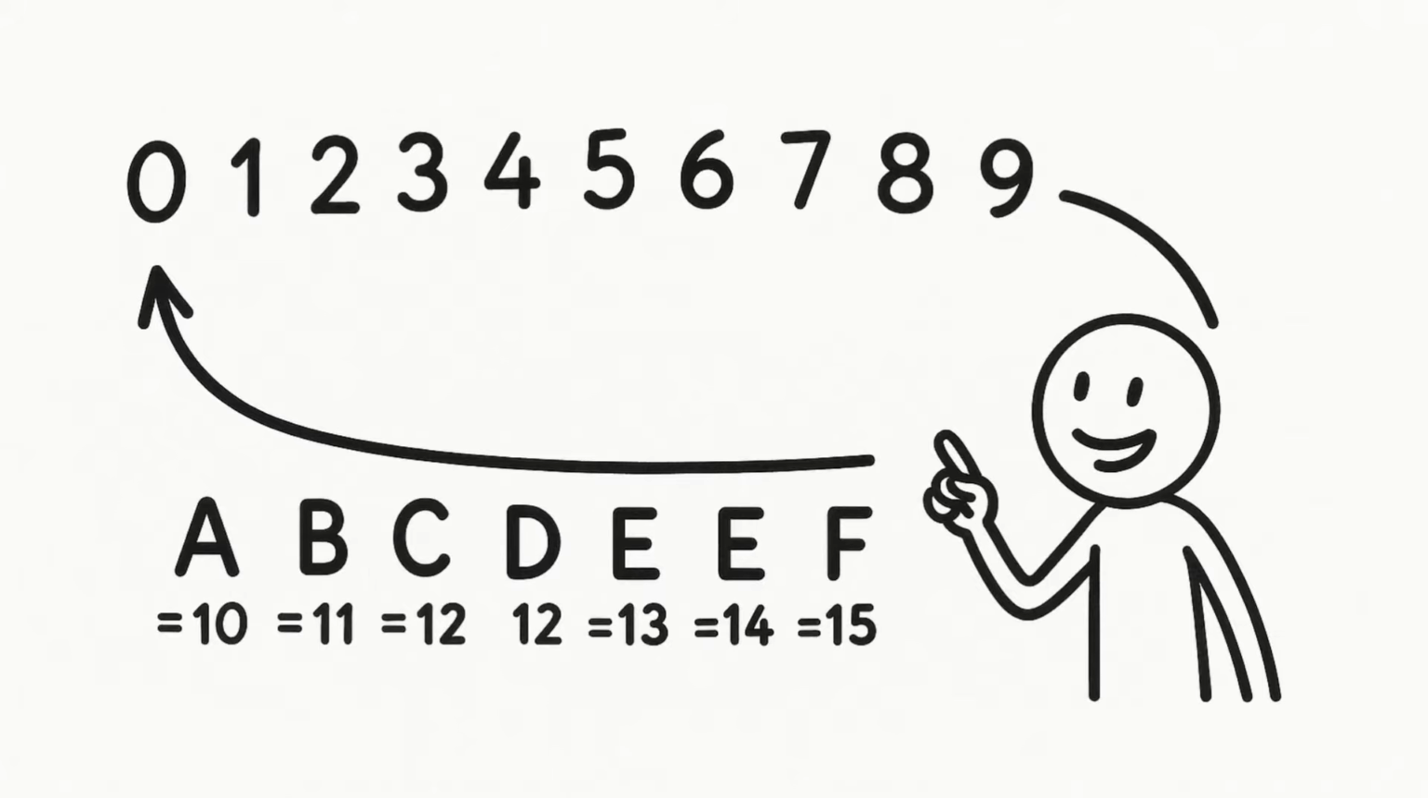Hexadecimal is just base 16. Instead of counting 0 to 9 and stopping, we keep going. A stands for 10, B for 11, C for 12, D for 13, E for 14, and F for 15. That's it. 6 extra symbols.